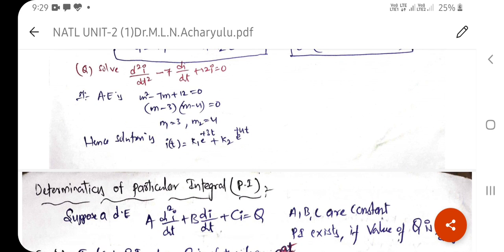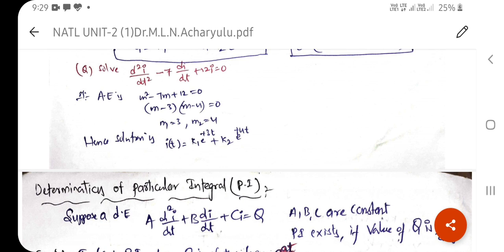Solve d square i by dt square minus 7 di by dt plus 12 i is equal to 0. Comparing with the quadratic equation ax square plus bx plus c equal to 0, we take m square minus 7m plus 12 equal to 0 and find the roots. That means m square minus 4m minus 3m plus 12 equal to 0, so (m minus 3) into (m minus 4). Therefore the roots m1 and m2 are 3 and 4.